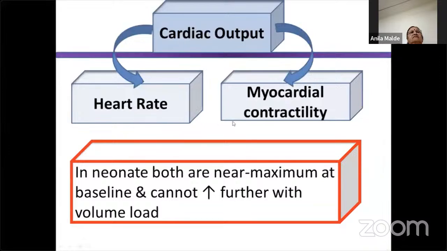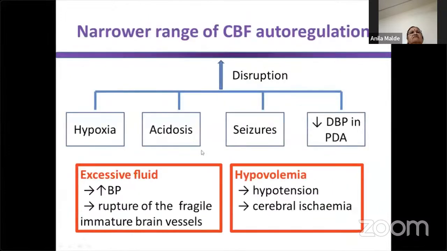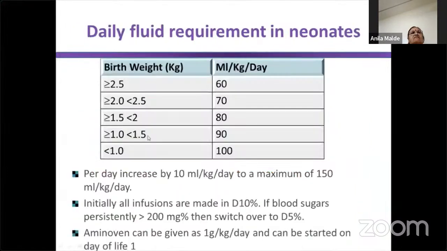Cardiac output, which is dependent on heart rate and myocardial contractility, both are near maximum at baseline and cannot increase further with the volume overload. There's a narrower range of the cerebral blood flow autoregulation. So with hypoxia, acidosis, seizures, or decrease in the diastolic blood pressure, there's disruption. So excessive fluid can cause increase in the BP and rupture of fragile vessels, and hypovolemia can cause cerebral ischemia.